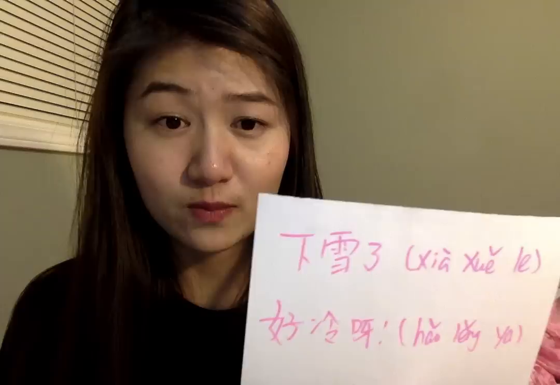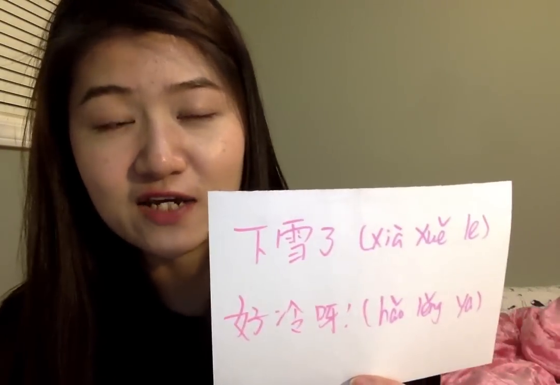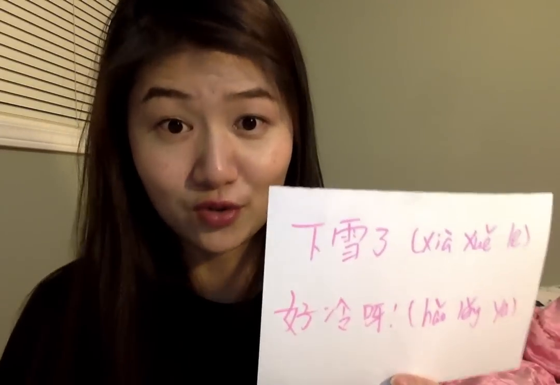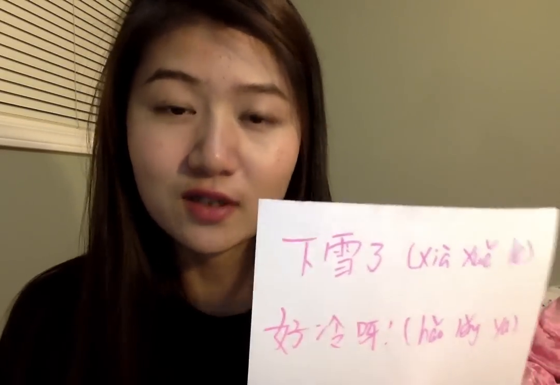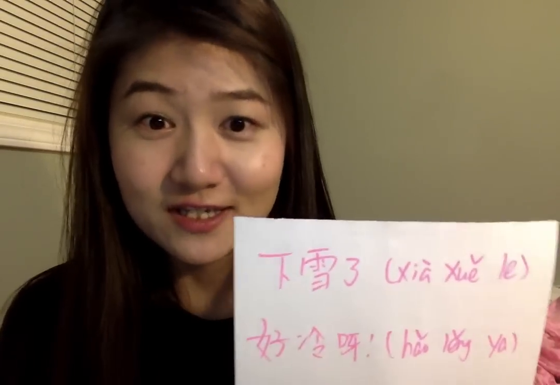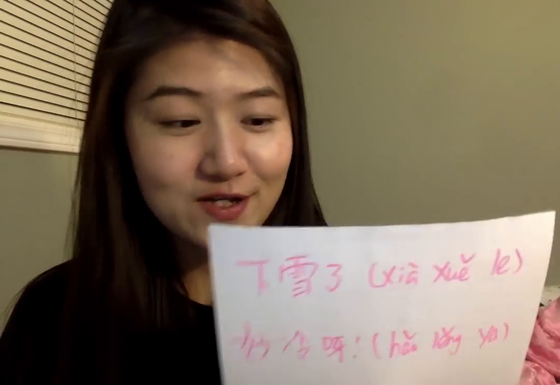好 is an adverb, and then 冷 is an adjective. So an adverb modifies an adjective, and it shows the degree, okay? It's like, oh, it's so cold, okay? It's not good cold, it's 好冷. 好 here is an adverb, okay? So it's like so cold outside because it's 下雪了. So that's everything about today's video.